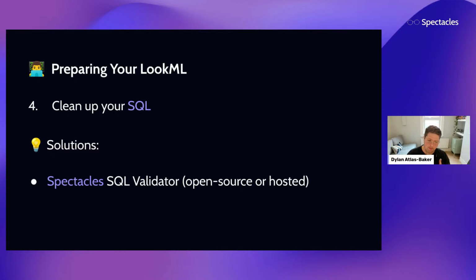Here, you could go into Looker and select every field in every Explorer and make sure it runs, or you can use the Spectacle SQL Validator. The SQL Validator is available open source or hosted, so you don't necessarily need to use the hosted tool. There is an open source CLI that you can use to run the SQL Validator, and that basically goes in and checks that every field in your Looker instance, every dimension, is going to run successfully against the warehouse. It checks SQL and derived tables.